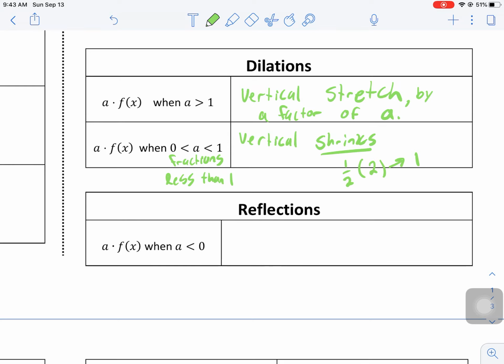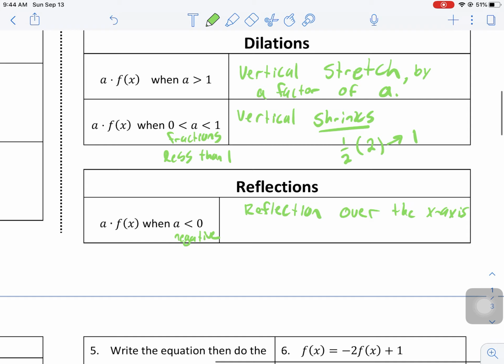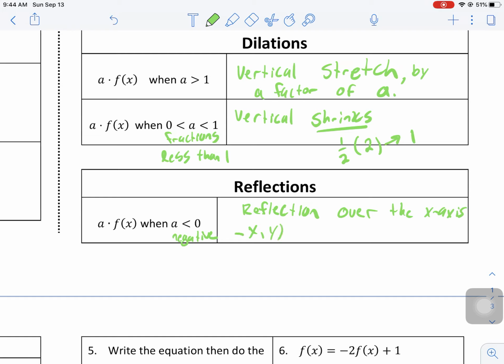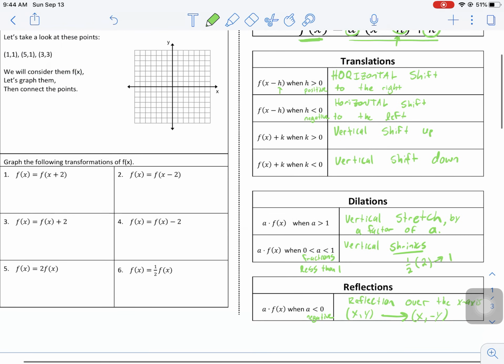Next we have a reflection. Reflections happen when a is a negative number. Reflections are over the x-axis, the ones that we'll be talking about in this class. So reflection over the x-axis. What does that look like? That means we're going from x comma y to x comma negative y, right? So just our y is becoming negative when we have a reflection over the x-axis. So those are all the notes that we need to get through.